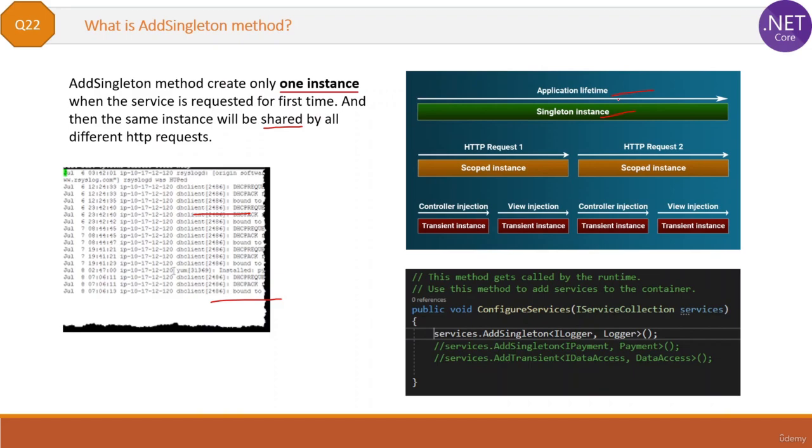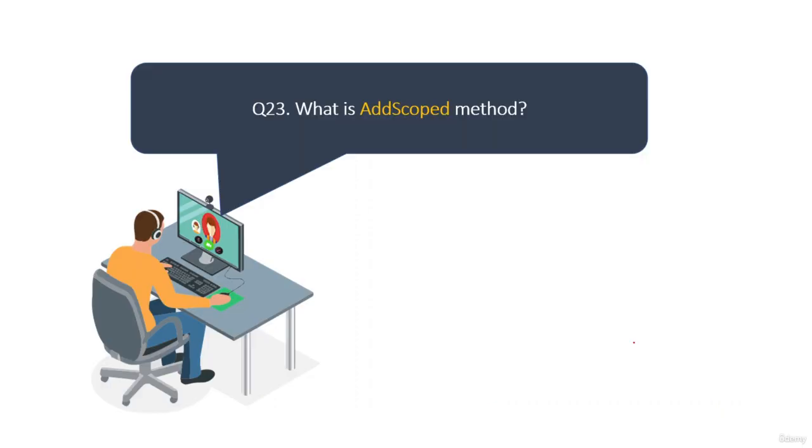Here is the code of how you can add the logger with the AddSingleton method. ILogger is the interface here and Logger is the class. For understanding in detail why we created the interface, you have to check the dependency injection part of this course. Now in the next question we will discuss the AddScoped method. What is the AddScoped method?